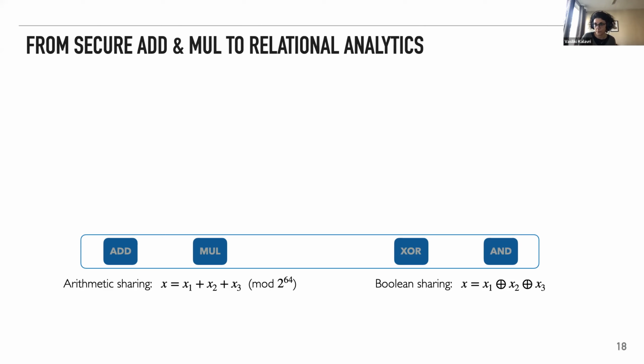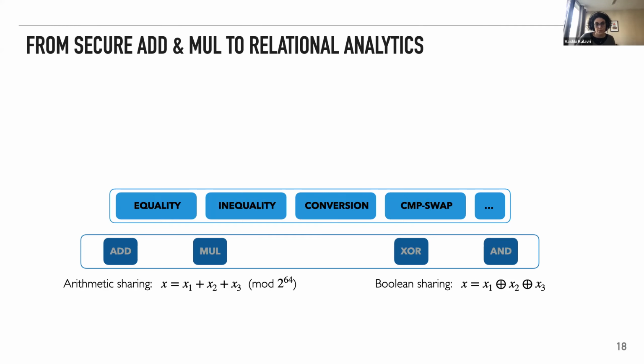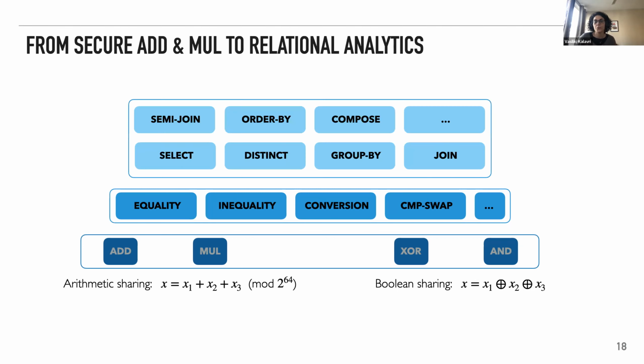On top of those, we can then build equality, inequality, compare and swap, and conversion from one type of sharing to another. And on top of those, we can actually build relational operations. So in Secrecy right now, we support selections, distinct, order by, group by with aggregation, join, semi-join, and any composition of these operators.